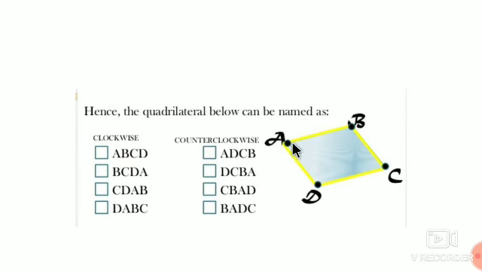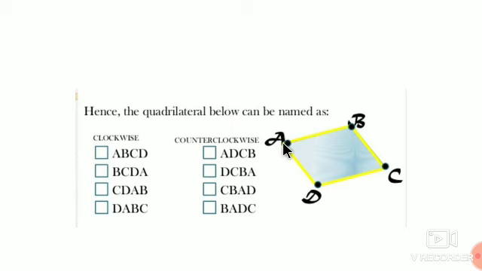See, this is the figure. We can start with A, B, C, D. This is the symbol to write the quadrilateral's name, ABCD. Or if we start with B, B, C, D, A. Quadrilateral, if we start with C, C, D, A, B. Or quadrilateral D, A, B, C. We can start with any vertex, but we should write serially.